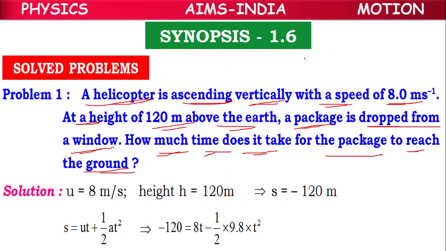So from one helicopter, one food package is dropped down. Actually the helicopter is ascending vertically upwards. When its velocity is 8 meters per second, a food package is dropped down.